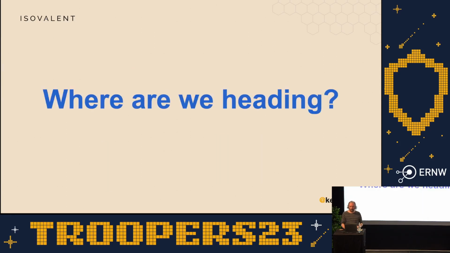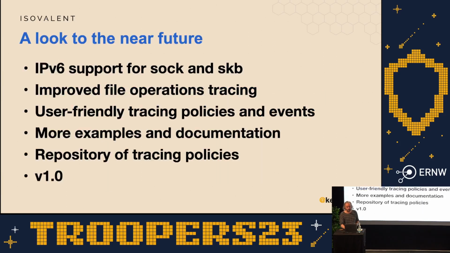So where are we going? We're going to add IPv6 support. We currently, for historical reasons, only have IPv4 support in the socket tracking machinery, and that's mainly because IPv6 parsing is quite difficult. We already have that in the enterprise version of Tetragon, so the code already exists. It's just a case of porting that across and getting it into the open source.